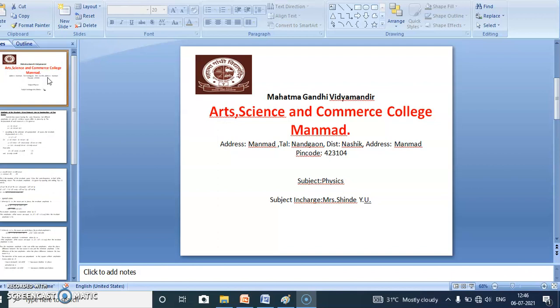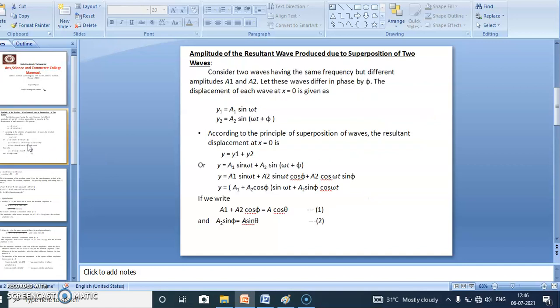Hi friends, today we derive the amplitude of the resultant wave produced due to superposition of two waves. So consider two waves having the same frequency but different amplitudes A1 and A2. Let these waves differ in phase phi.